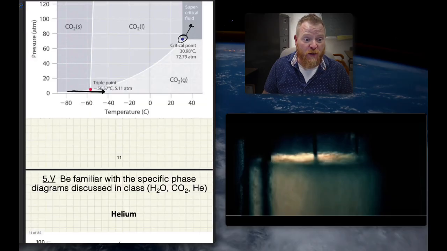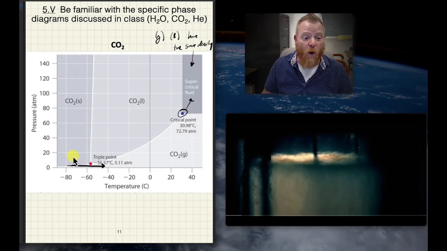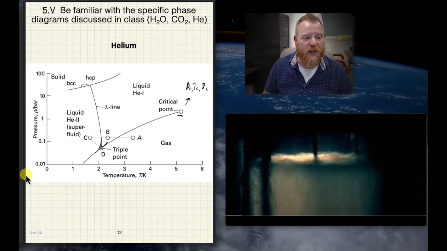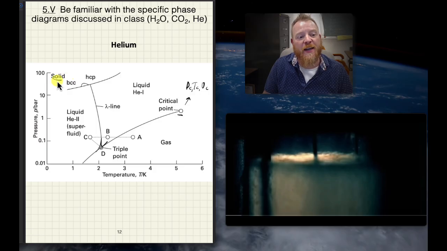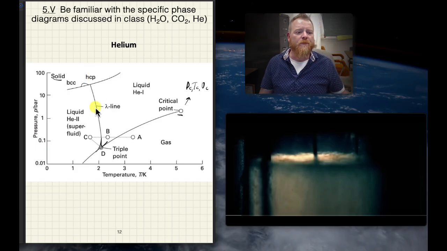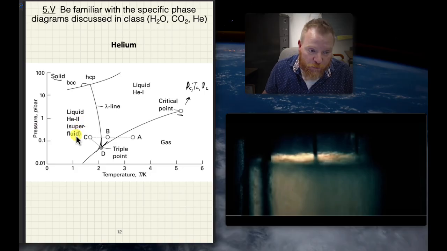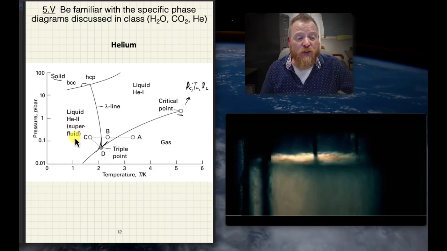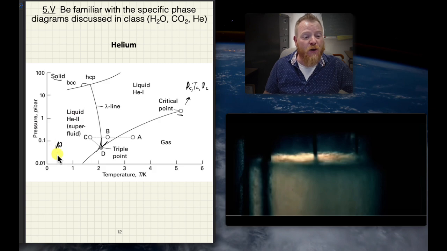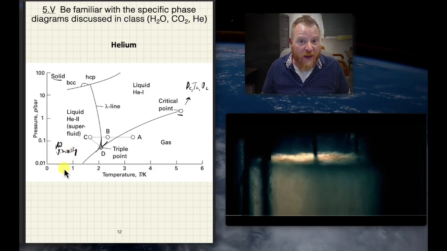So remember, if I look back at the CO2 phase diagram, normally we would expect the solid phase to exist here at low temperature and moderate pressures. But notice for helium, the solid phase is way up here. Notably, helium can exist in the BCC or HCP crystal lattices, which is kind of cool. But what's really special about helium is this superfluid. And what's amazing about superfluids is they have no viscosity. No viscosity. So they do some really interesting things.